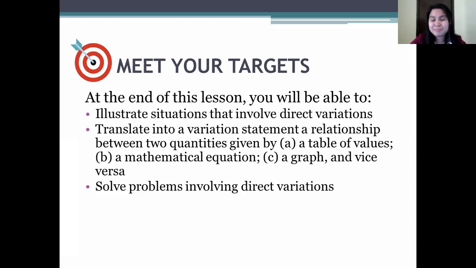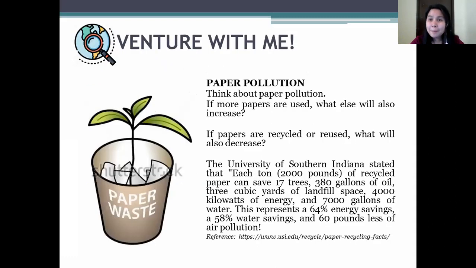So let's start. Now let's talk about paper pollution. You think about paper pollution. If more papers are used, what else will also increase? Like if we use more papers, more trash on papers will also be seen, right? And if papers are recycled, what will also decrease? Like if you recycle scratch papers or if you recycle used papers, then trash will also decrease.